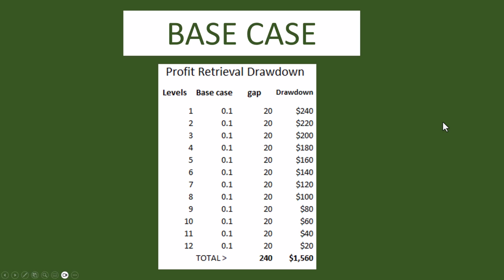Now, before we start, we need to create a base case. In other words, a case that we can reference the settings to give you an idea of the impact of these particular equity protection settings. So the base case is a profit retrieval drawdown that has 12 levels. There are the levels, and basically at each level the lot sizing used to top up trades is 0.1. There it is all the way through.